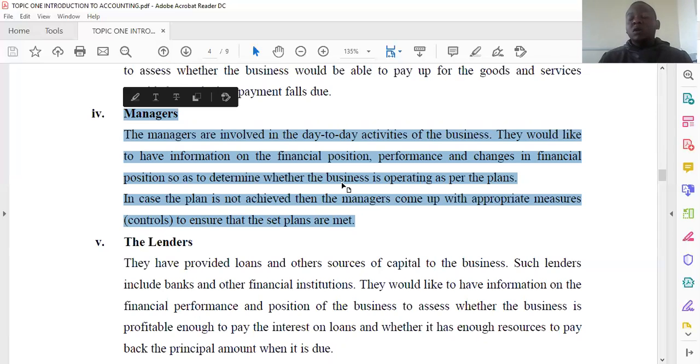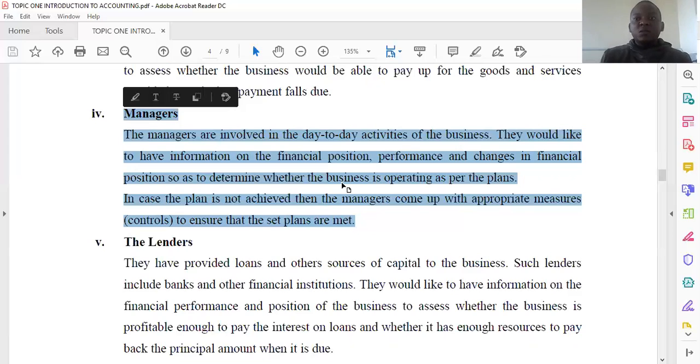Also, in order for them to be able to make plans for the future. We've seen that one of the objectives of accounting is as a base for further planning. So for us to plan, we need to come from a background. And this background information can only be obtained from the financial statements. So the financial statements will help the managers to plan.